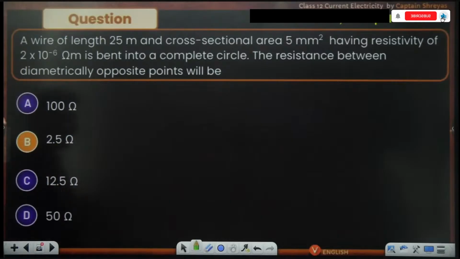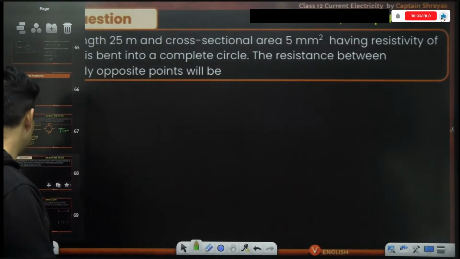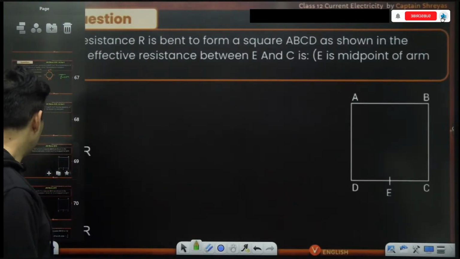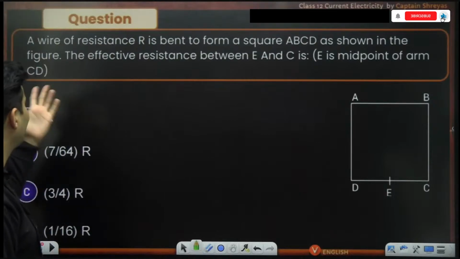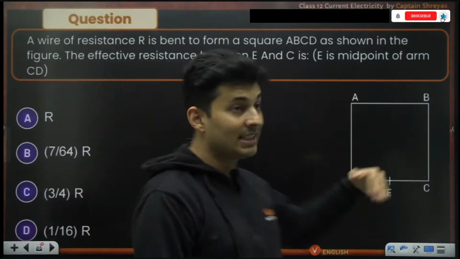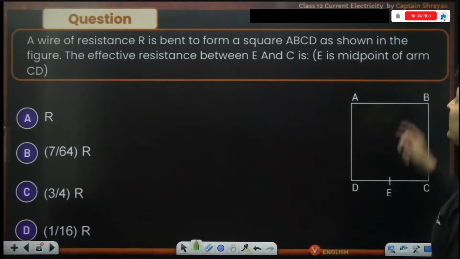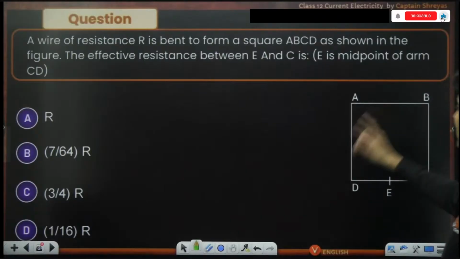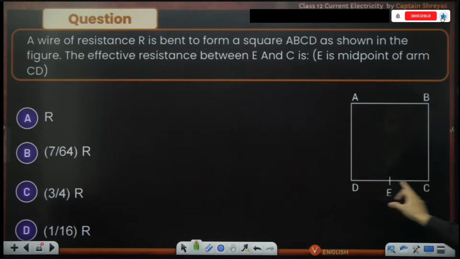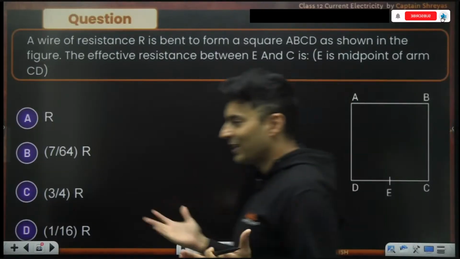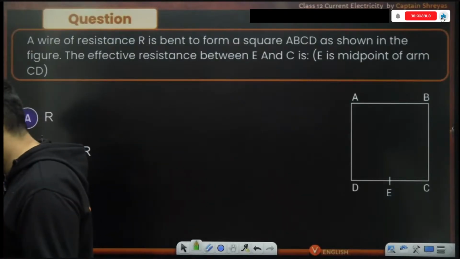2.5 is the correct answer. Loved it? Okay. How about this particular question? Will you be able to do it now? A wire of some resistance R is bent into a square. The effective resistance between E and C is how much?